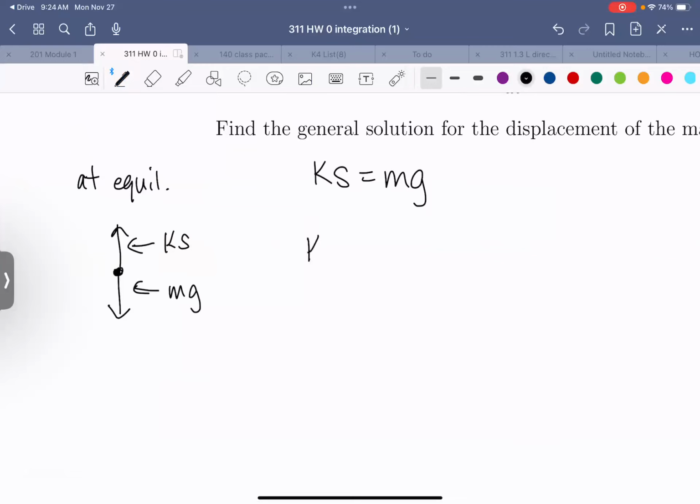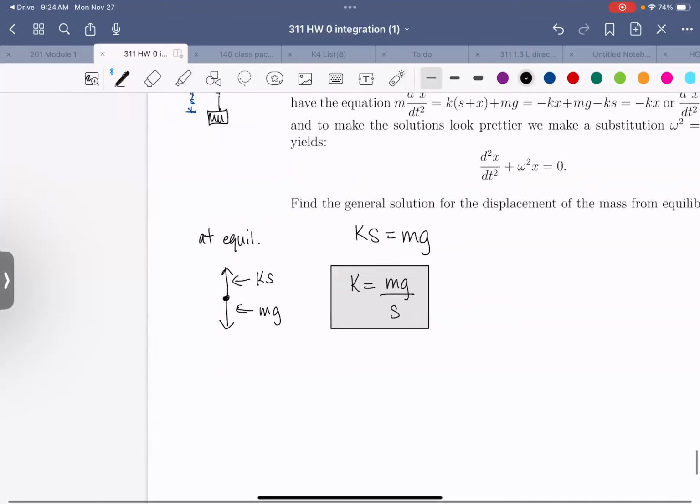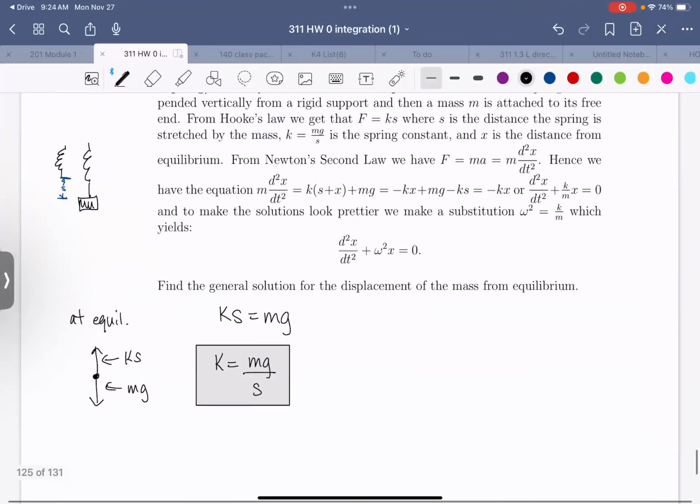So that tells you that your spring constant K is mg divided by S, the weight of the mass divided by S. So that's one thing that we know. And that just comes from looking at it at equilibrium. So that's where this first part up here comes from.